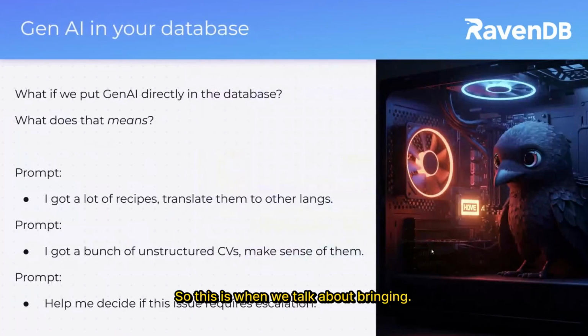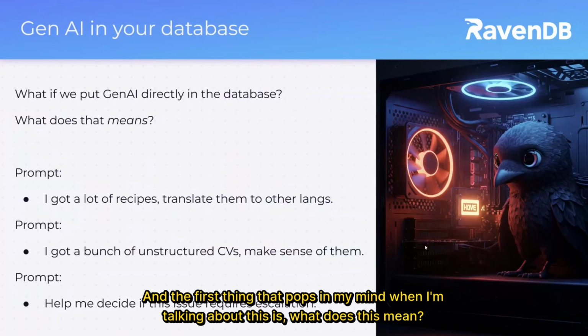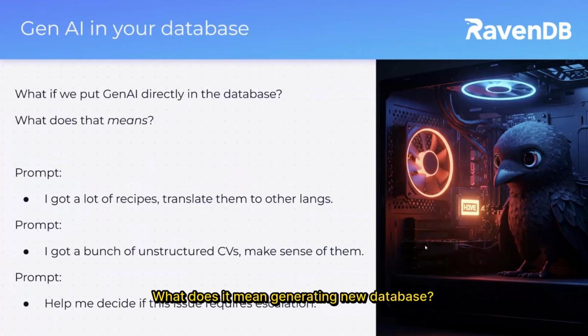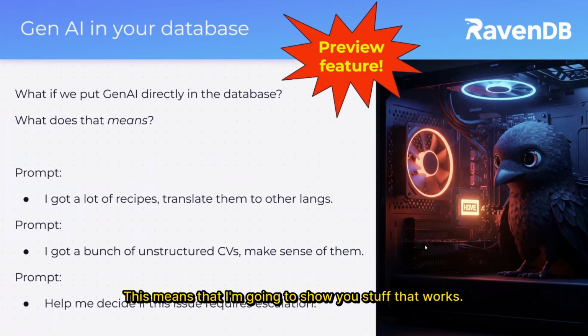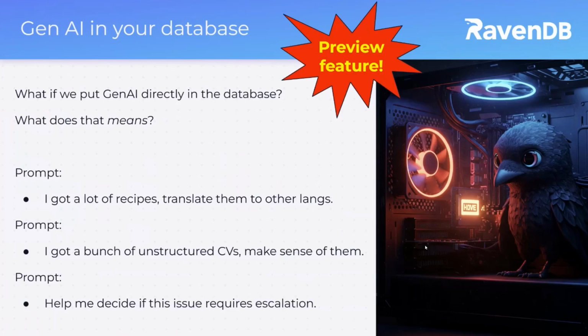So far we talked about embedding generation, now we talk about GenAI. The first thing that pops to mind is, what does it mean, GenAI in your database? Before I start, I'm going to show you a preview feature. This means that I'm going to show you stuff that works, but the UI is still very rough. Don't get too hung up on that. We're going to clean that up. But let's talk about what this means.